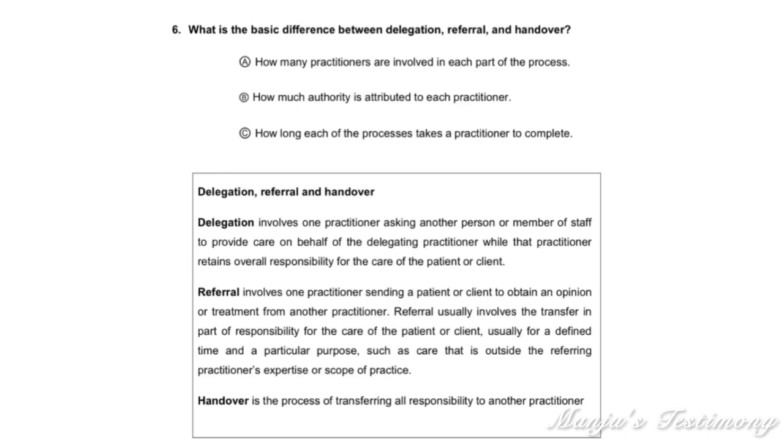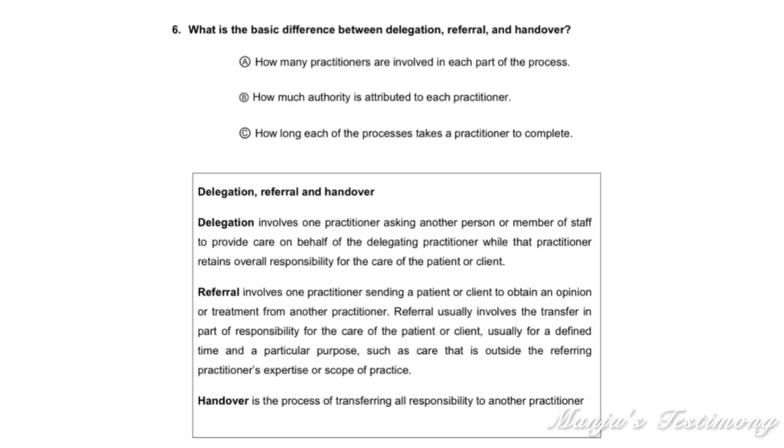The next option is how much authority is attributed to each practitioner. Option C is how long each of the processes takes a practitioner to complete. We did not see anything related to how long each practitioner takes to refer, or talk about the duration of these things. There is nothing in the text that mentions duration. So by elimination, we eliminate option A and option C.